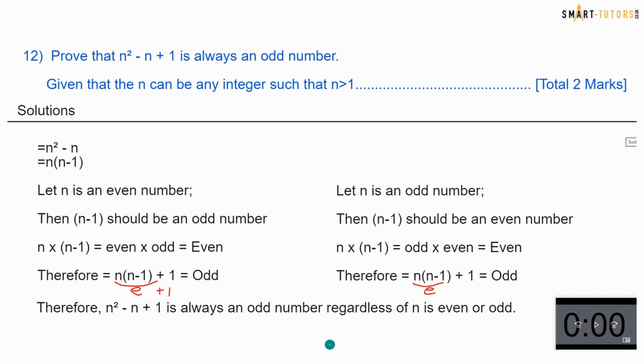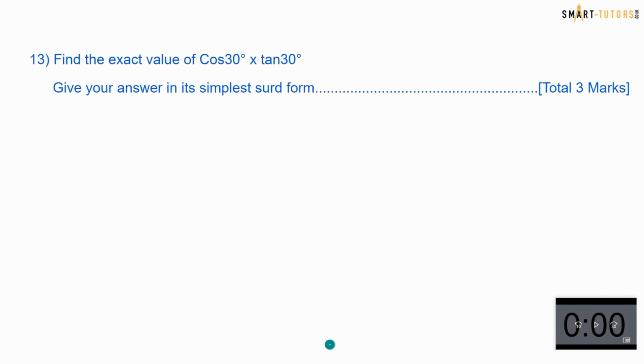Let's look at question number 13. Find the exact value of cos 30 degrees times tan 30 degrees. Give your answer in its simplest surd form.